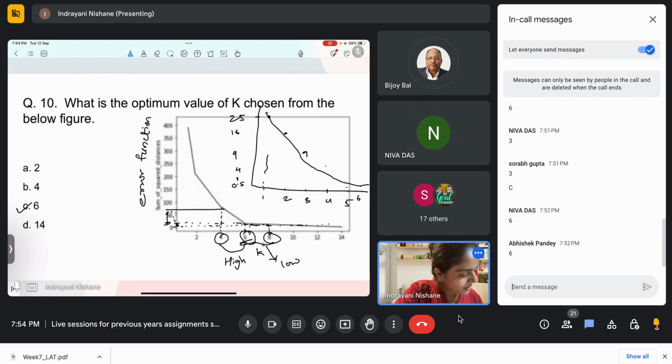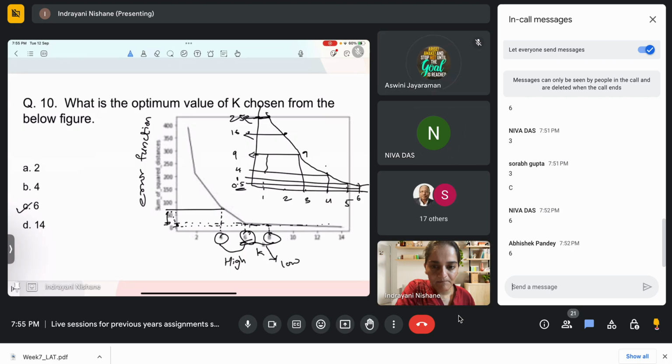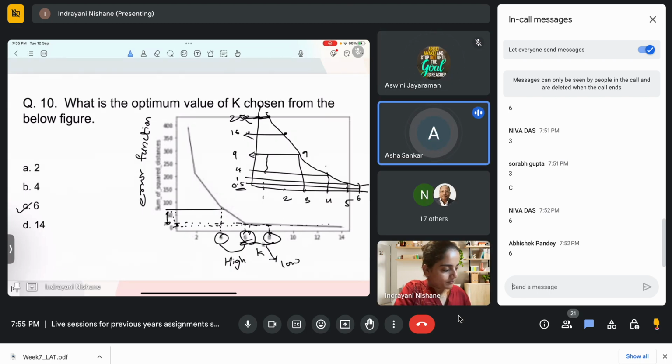So for 1, the error function value is 25. For 2, it is 16. For 3, it is 9. For 4, it is 4. For 5, it is 1. For 6, it is 0.5. So how can we calculate the elbow here? What is the optimum value for k for this particular graph? Anyone want to guess? 0.5? Is it 5? So 5 is the correct answer.